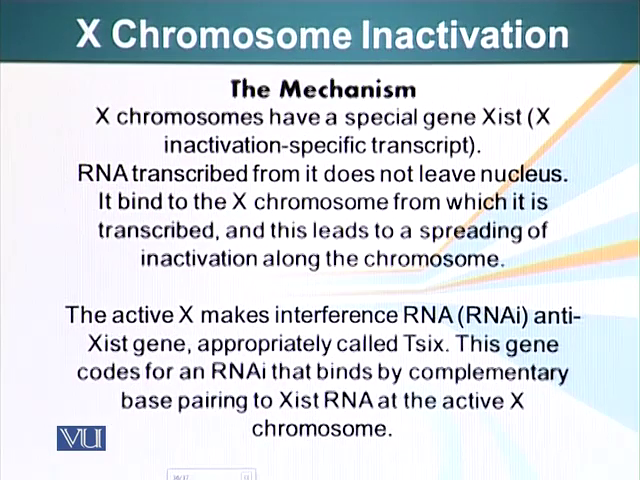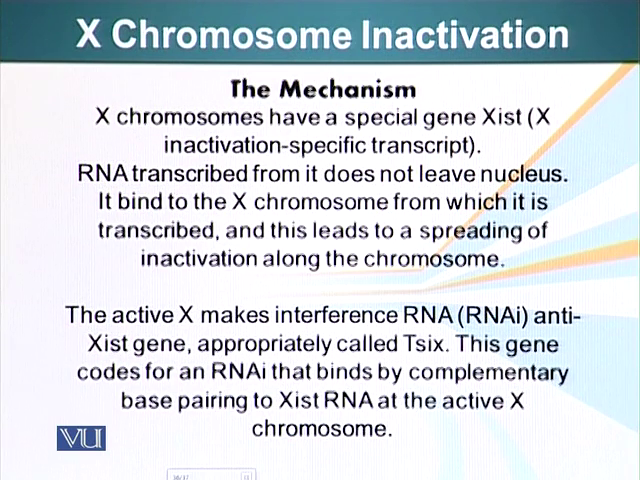Additionally, I would like to mention how X chromosomes are inactivated. We know that females have two X chromosomes. One X chromosome comes from the parent, father. The other X chromosome comes from the mother. One of these X chromosomes is inactivated. This process is random.